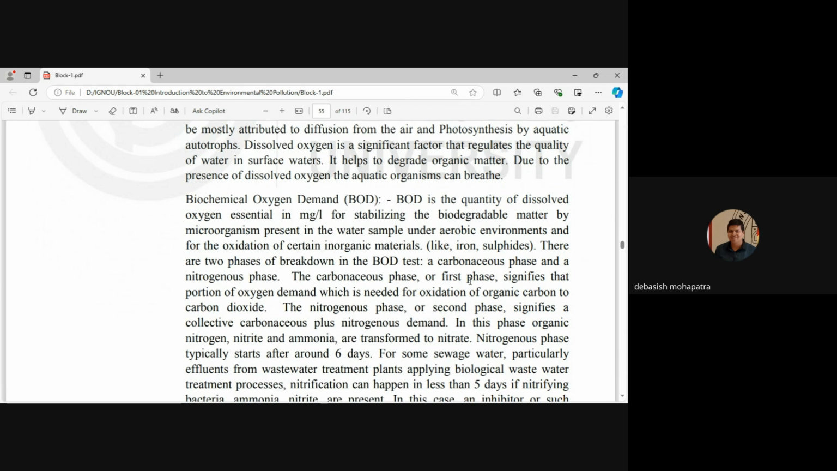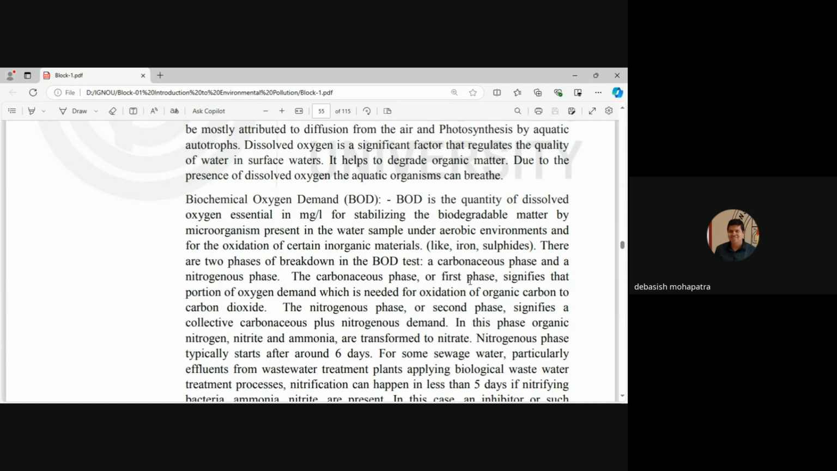There are two phases of breakdown in the BOD test, a carbonaceous phase and a nitrogenous phase. The carbonaceous phase, our first phase, signifies the portion of oxygen demand which is needed for oxidation of organic carbon to carbon dioxide. The nitrogenous phase, or second phase, signifies a collection of carbonaceous plus nitrogenous demand. In this phase, organic nitrogen and ammonia are transformed to nitrate. The nitrogenous phase typically starts after around 6 days.